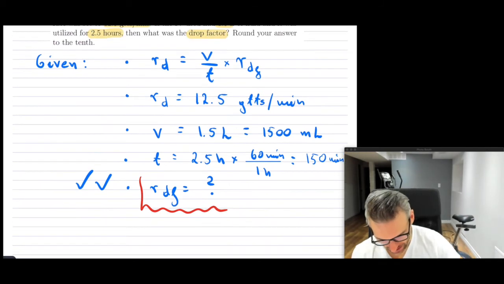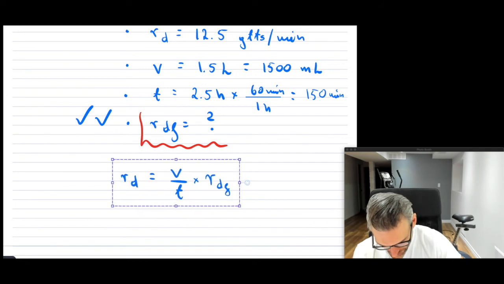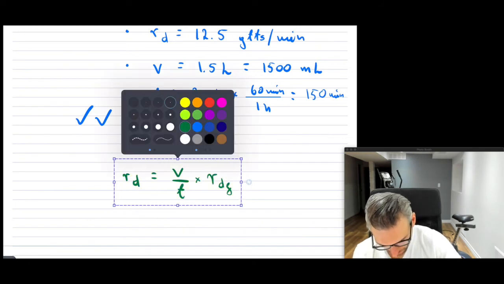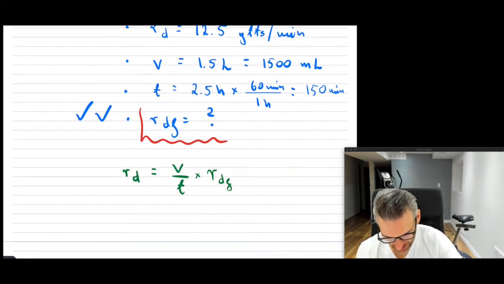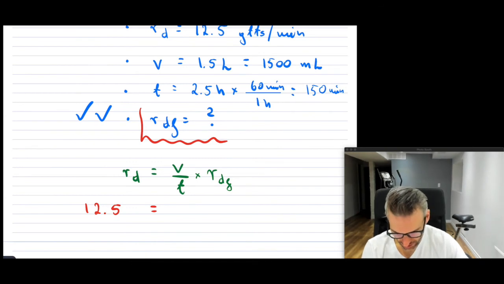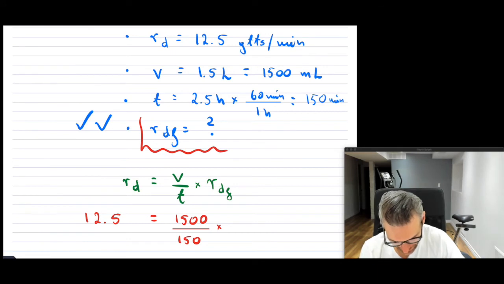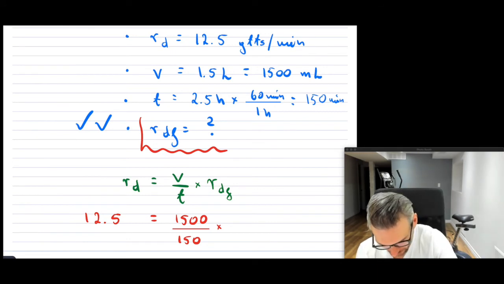Now let's get started. I'm going to copy this down. We're then going to use substitution to plug everything back in here. If I'm substituting, this was 12.5. My units are all consistent with the formula, so that's great. This was 15 divided by the time, which was 150, and multiplied by RDF.